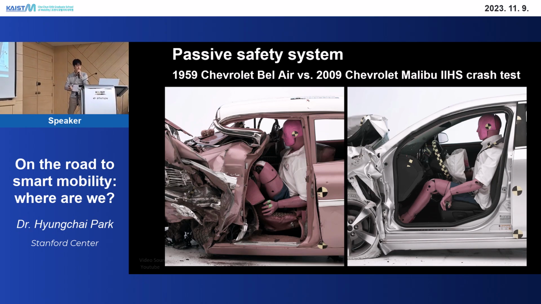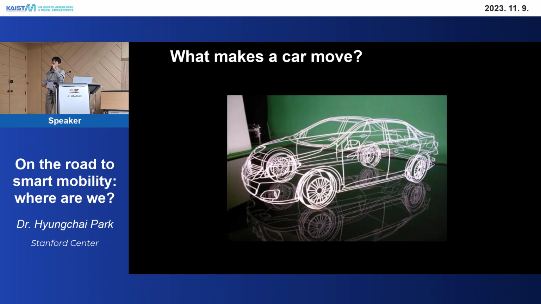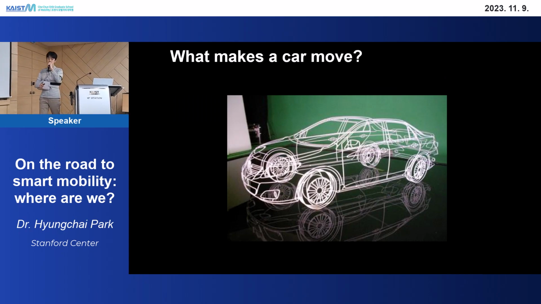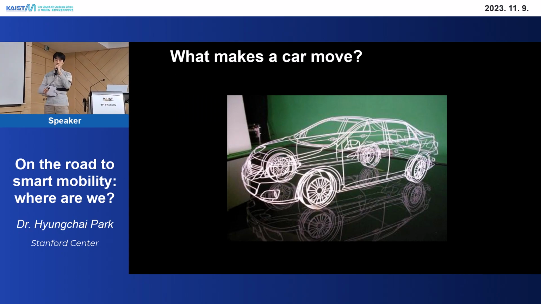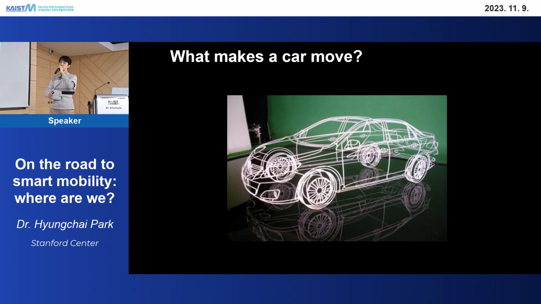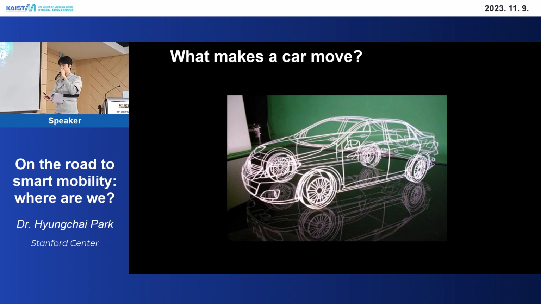And now I'll talk about active safety systems. Before talking about active safety systems, we need some understanding of vehicle dynamics. My question is, what makes a car move? The car weighs at least more than 1 ton. It's a very heavy object. And then what makes a car move? Anyone want to try?